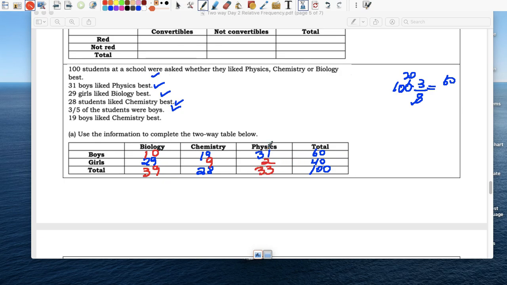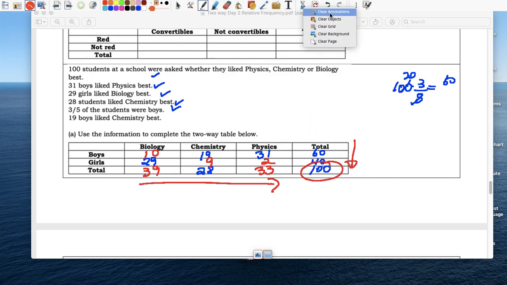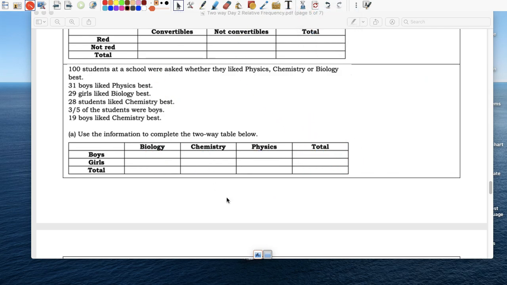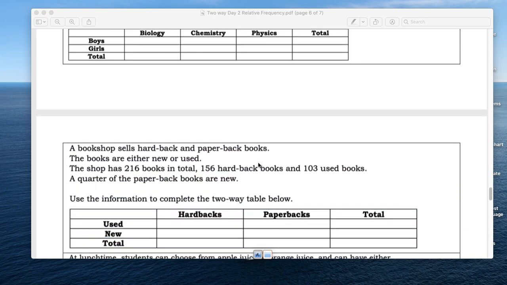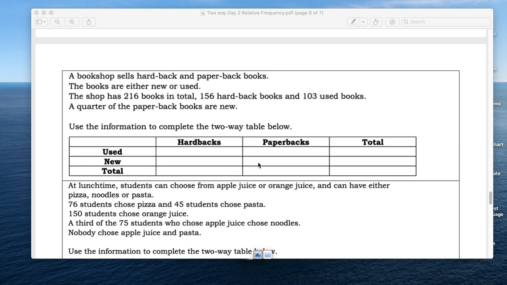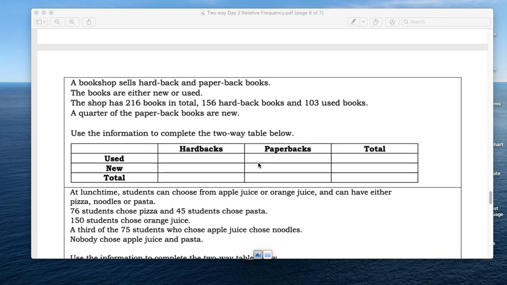Just to confirm, let me add the totals. 39 plus 28 plus 33. Is that a given 100? Yeah, this is 100. And going this way, it's 100. So they both meet here. Okay.